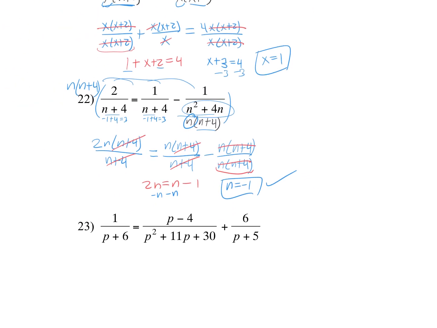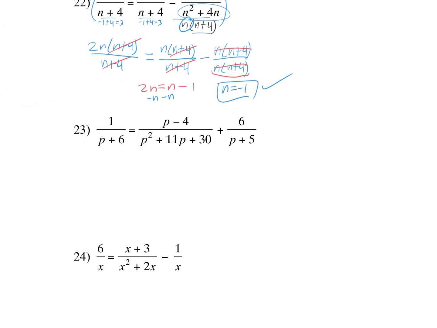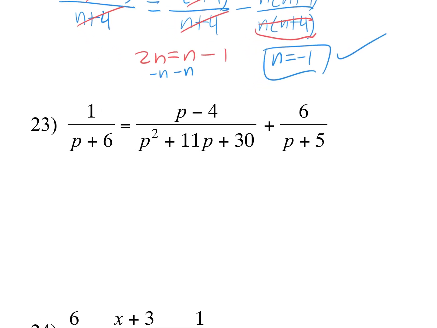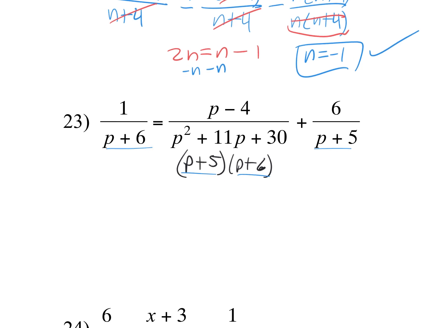All right. And then something like 23, again, just like the last two, don't get tempted to multiply p plus 6, p plus 5, p squared plus 11p plus 30. No, that's way too much. You want to factor p squared plus 11p plus 30, so it becomes p plus 5, p plus 6. What multiplies to 30 and adds to 11 is 5 and 6. And because these match, all you have to do is multiply this entire equation by p plus 5, p plus 6.